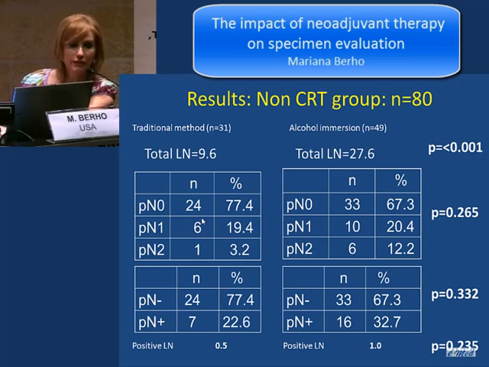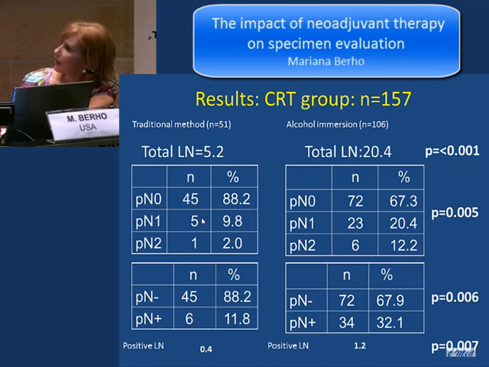So yeah, we had more lymph nodes, but we didn't find any difference in the staging. So I don't know if it was important or not. However, when we looked at the chemoradiation group, again, we found more lymph nodes using the alcohol immersion technique, but also we did find more positive nodes. So when we used these techniques, we were able to find an upstaging in those patients.